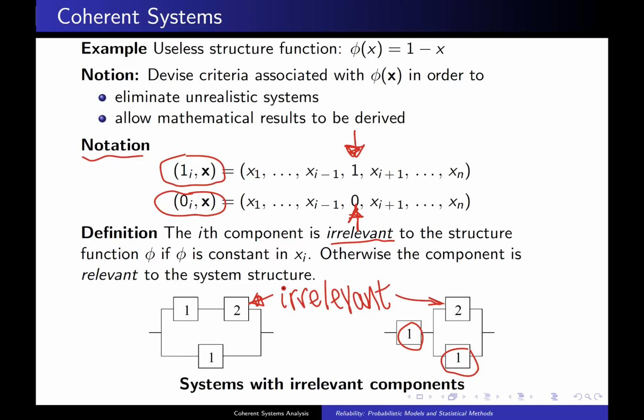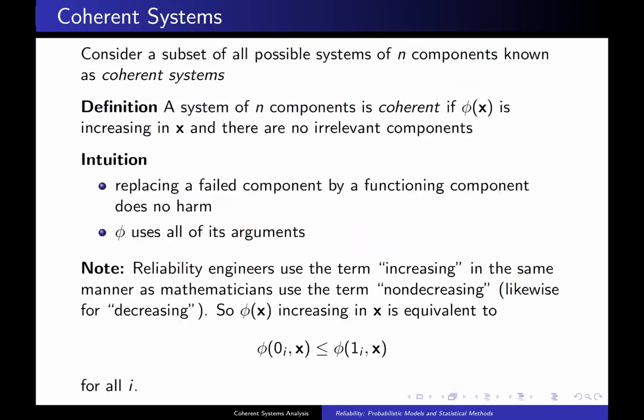So for both of these systems, I could write the structure function phi, which is a function of x1 and x2, as just x1. In other words, x2 doesn't show up anywhere. If component 1 is operating, both of those systems are working. If component 1 has failed, both of those systems have failed. So those are examples of irrelevant components, and that's going to be half of the definition of a coherent system.